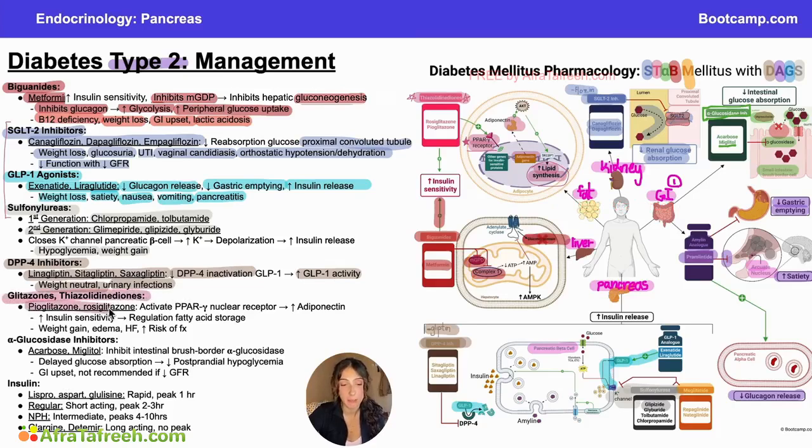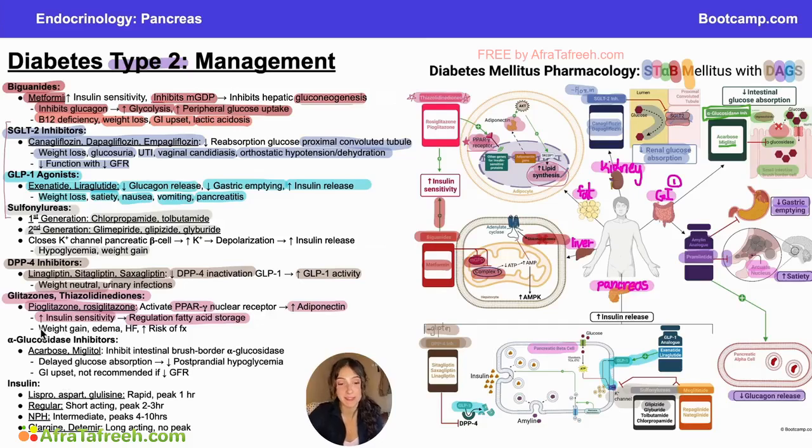These are things like pioglitazone, rosiglitazone, and these activate PPAR gamma. Remember PPAR gamma up here? The only thing I want you to remember about it is that it is going to increase lipid synthesis. Increased adiponectin is the mechanism by which we get increased insulin sensitivity, as well as change in regulation of fatty acid storage. But we are increasing lipid synthesis with our thiazolidinediones, which activate our PPAR gamma nuclear receptor.